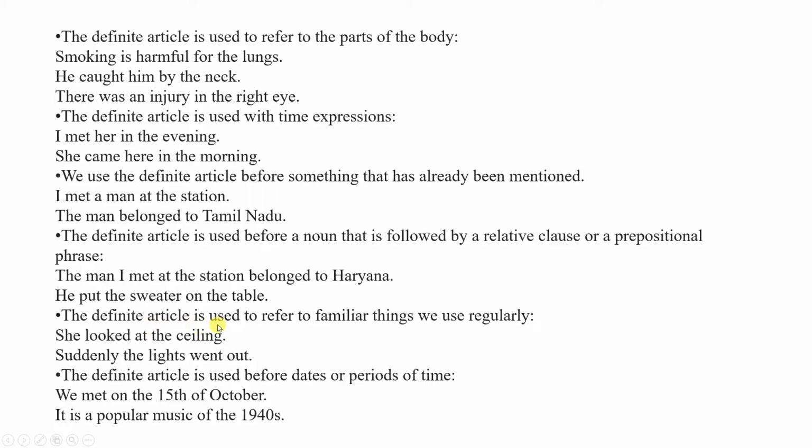The definite article is used to refer to familiar things we use regularly. She looked at the ceiling. Now this is a familiar thing. Suddenly the lights went out. The definite article is used before a date or period of time. We met on the 15th of October. Now here this is a particular important date, so the is added.